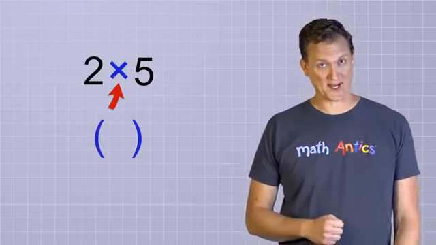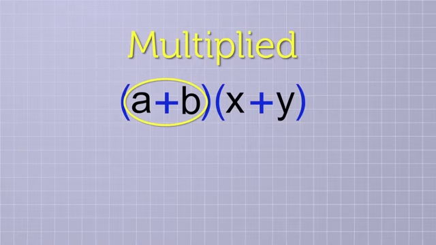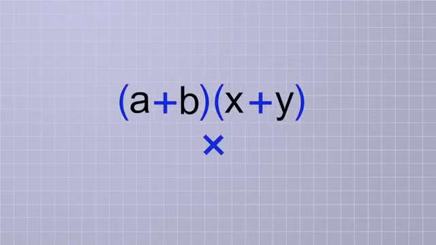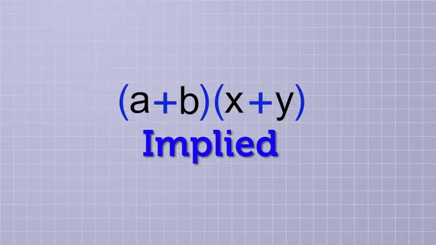you use parentheses instead. But aren't parentheses used to show grouping in math? How can you use that to show multiplication? That's a good question. Parentheses are used to group things, but whenever you put 2 groups right next to each other with no operation between them, guess what operation's implied? Yep, multiplication. For example, if you see this, it means that the group a plus b is being multiplied by the group x plus y. We could put a times symbol between the groups, but we don't have to because it's the default operation in algebra. The multiplication is just implied.